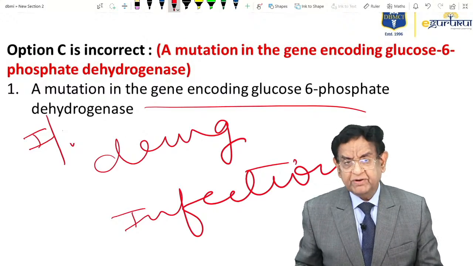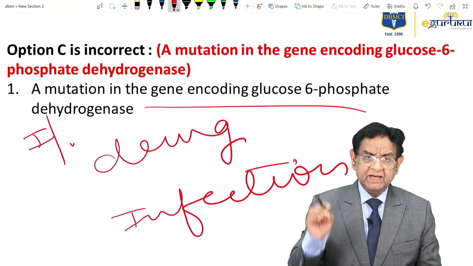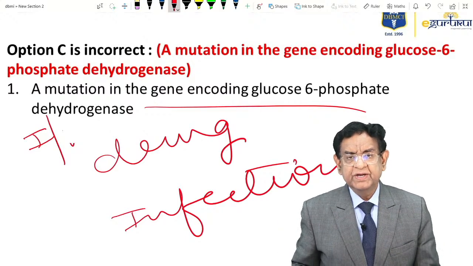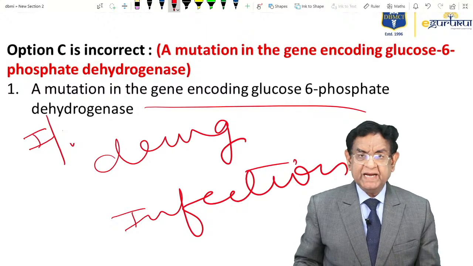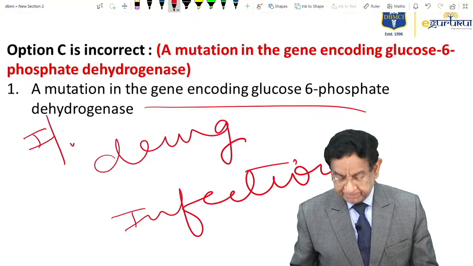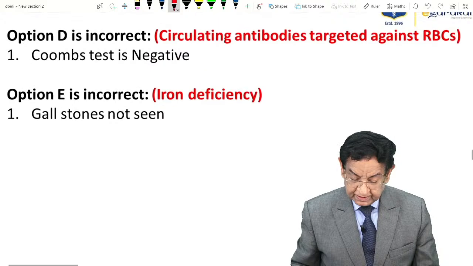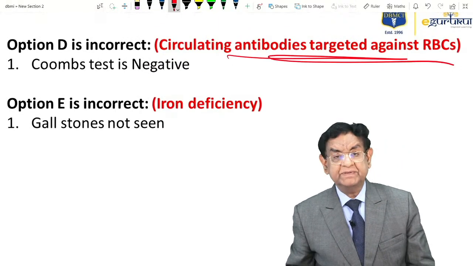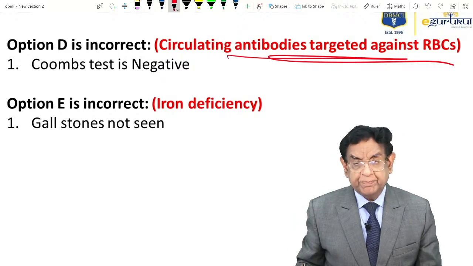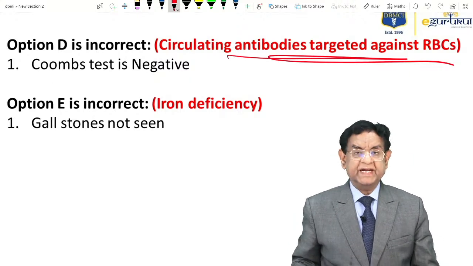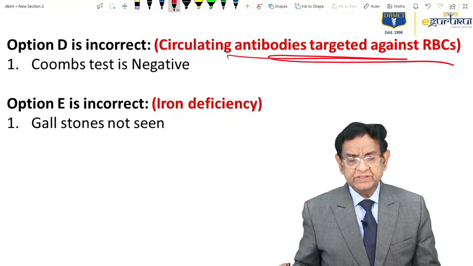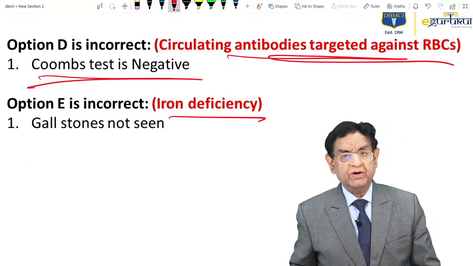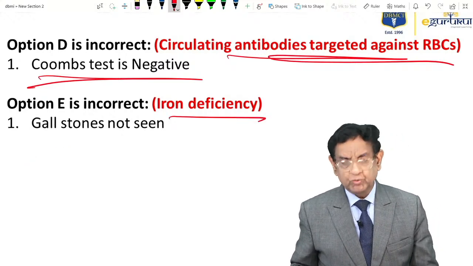Mainly, a little bit of extravascular can happen, but classically, the patient takes a sulfa drug or maybe a drug for malaria, and they develop black color of urine, which is what we get in G6PD deficiency. Circulating antibody targeted against the RBC, in that case the Coombs test should be positive, but in our case the Coombs test is negative. So this is ruled out. In iron deficiency anemia, gallstones are not a feature. This is again ruled out.